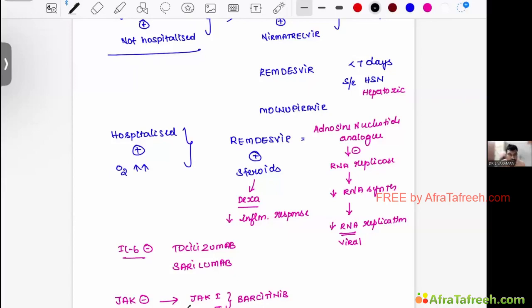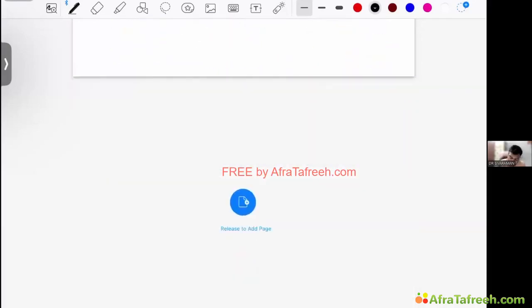Ultimately, you are going to treat the patient and discharge the patient. After discharge, the patient might have an episode of COVID again in future. So what we are going to do is go for vaccination.